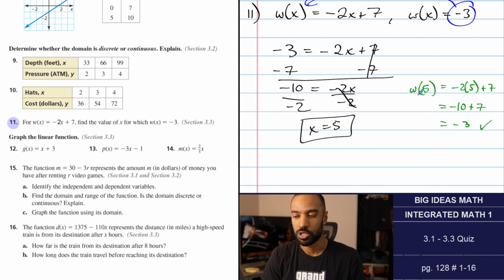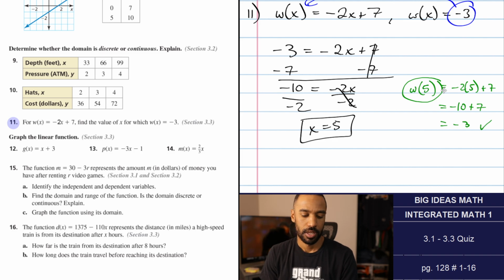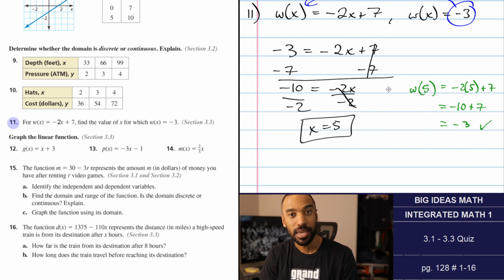This is what function notation looks like. When it says find w of 5, it says input 5 into your equation, give me the output. W of 5 equals negative 3 means when x is 5, y is negative 3.